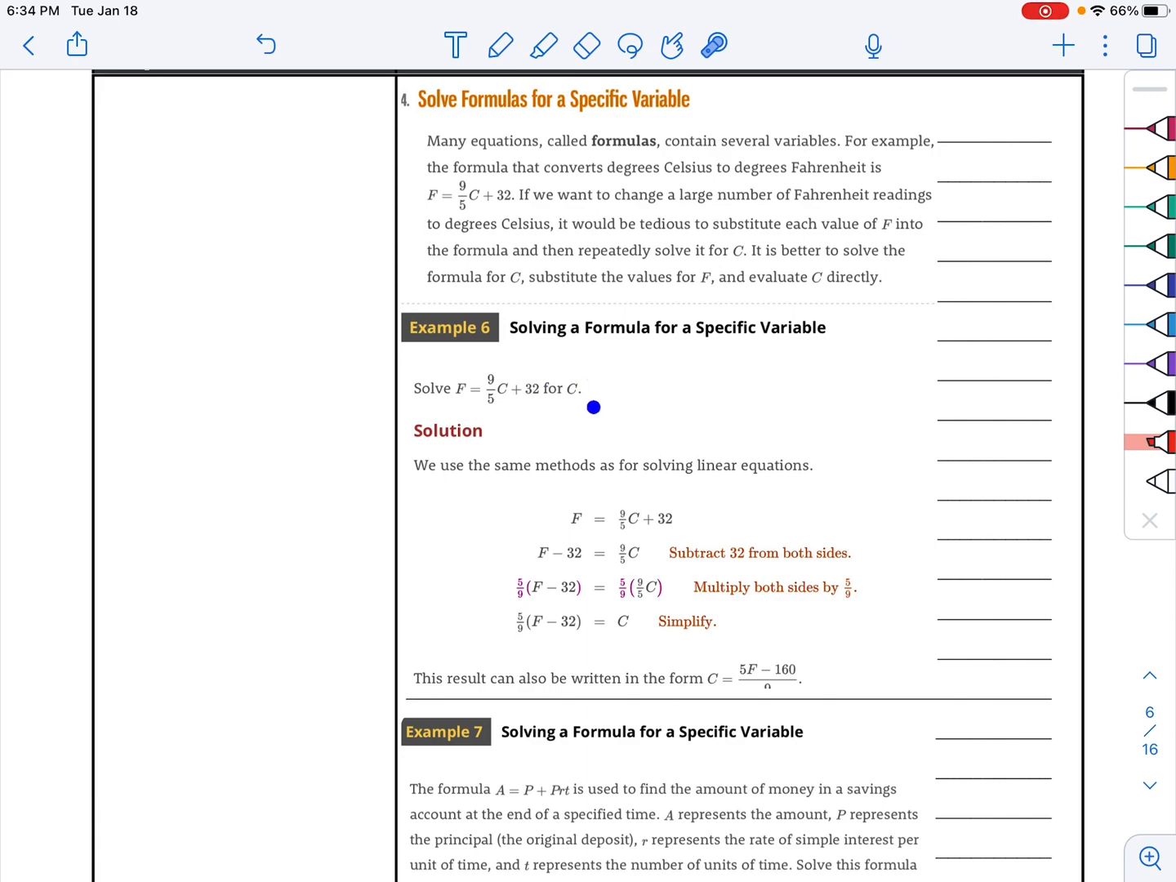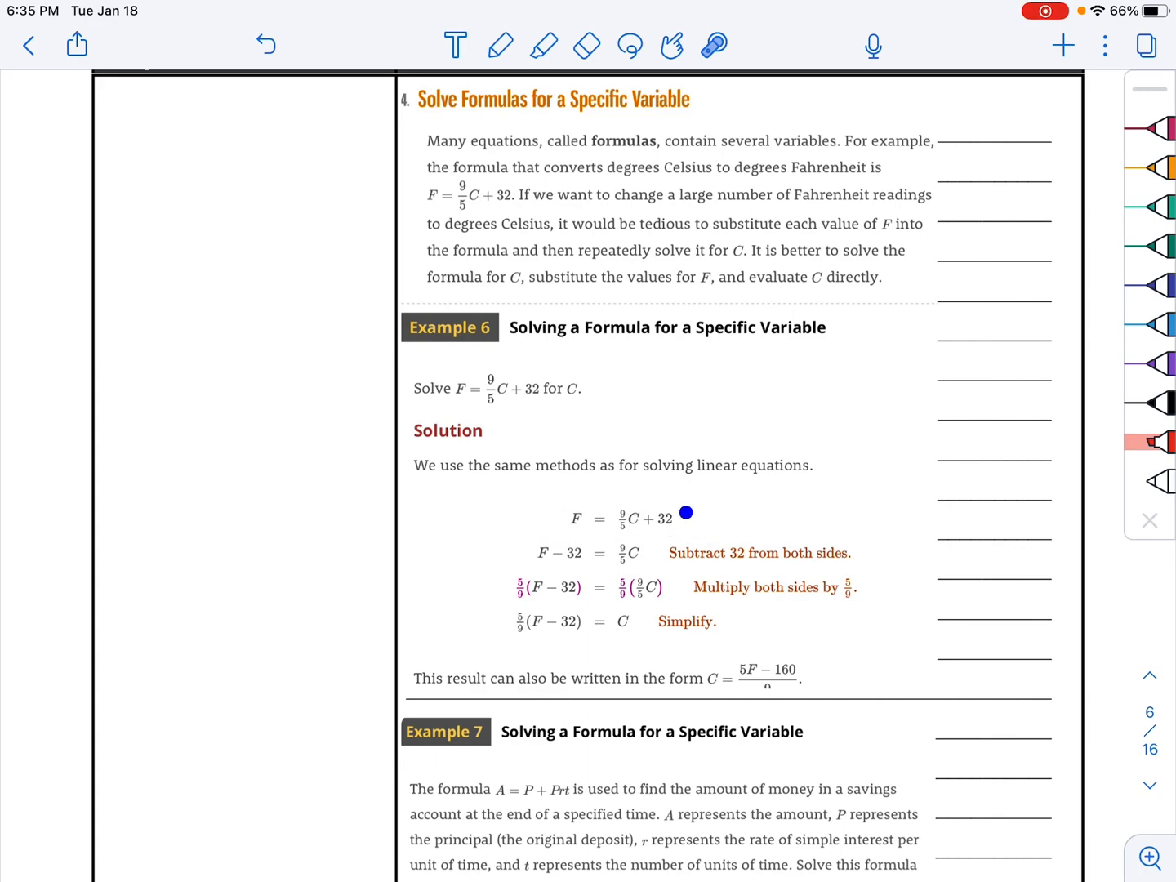This is Celsius or centigrade. This is the formula for going from Celsius or centigrade over to Fahrenheit. But you can also go from Fahrenheit back to Celsius, and it's just a matter of rearranging the formula. And honestly, it's less work than solving for a specific value.